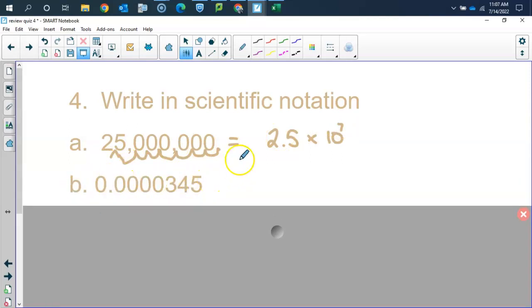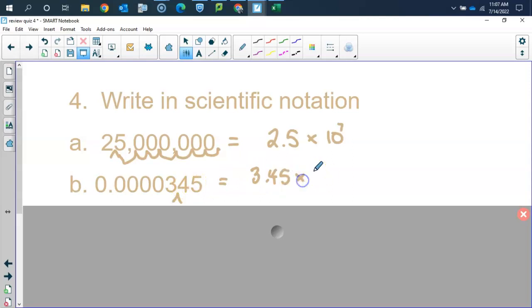Okay, this is a small number. Write that in scientific notation. Go. All right, again, the first part of our scientific notation needs to be a number between 1 and less than 10. So this will be 3.45.